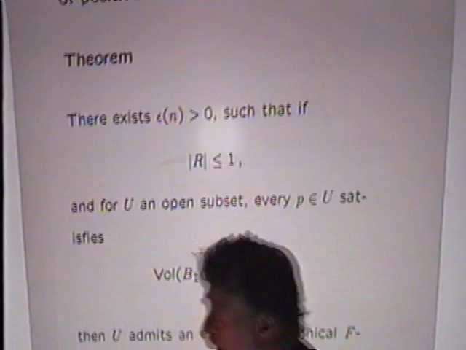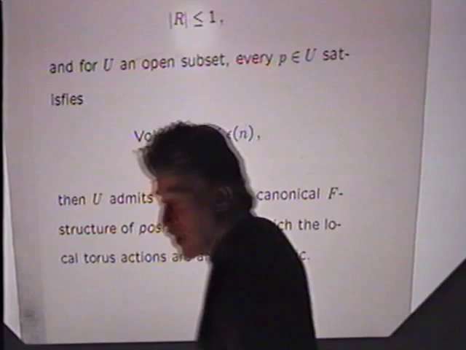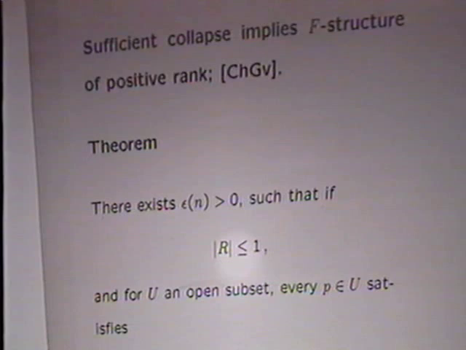Okay, so now here is a theorem more or less from the 80s of Gromov and I, which says that if you have something with bounded curvature that's sufficiently collapsed, in the sense that every unit ball has sufficiently small volume, but how small depends only on the dimension, then this thing will admit such a structure. You only find collapse with bounded curvature in the presence of such a structure. In fact, the structure is essentially canonical.